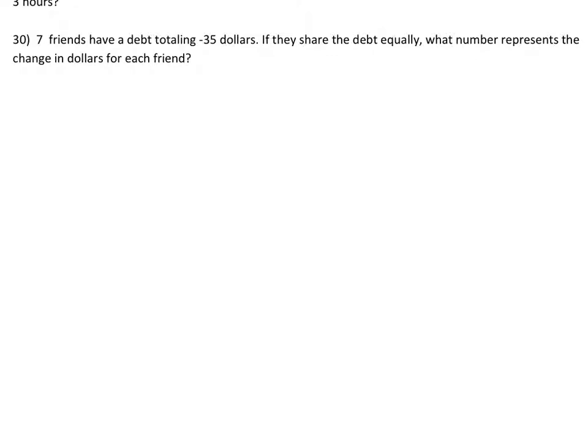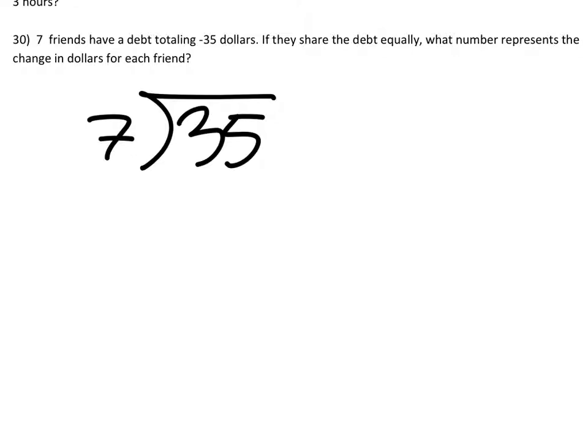7 friends have a debt totaling -$35, but they share it equally. What number represents the change in dollars for each friend? So we got $35 of debt to divide amongst the 7 friends. Well, 7 goes into 35 5 times. So yeah, we'd have 0 remaining. So each friend holds $5 in debt. It asked what number represents the change in dollars for each friend. So -$5 would work.